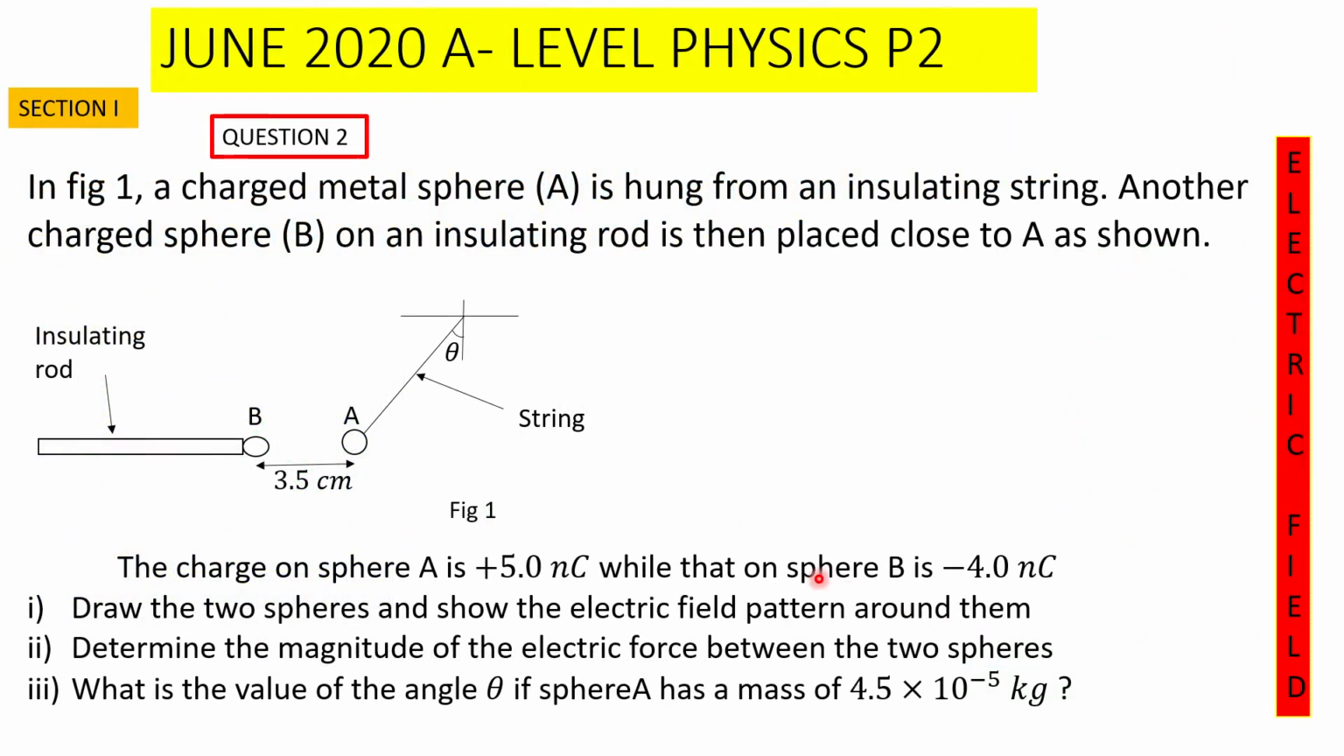So the question reads: in figure 1, a charged metal sphere A is hung from an insulating string. Another charged sphere B on an insulating rod is then placed close to A as shown. And I've shown the diagram. The charge on sphere A is positive 5.0 nanocoulomb, while that on sphere B is negative 4.0 nanocoulomb. Roman 1, draw the two spheres and show the electric field pattern around them. Roman 2, determine the magnitude of the electric force between the two spheres. Roman 3, what is the value of the angle theta if sphere A has a mass of 4.5 times 10 to the negative 5 kilogram?